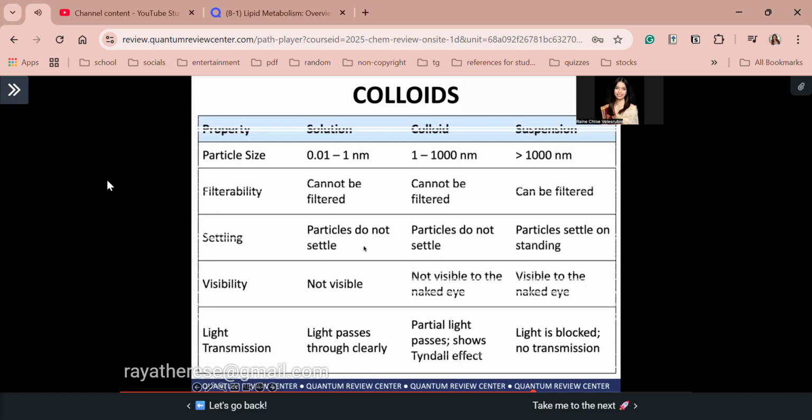Now, let's differentiate again a solution, a colloid, and a suspension from each other. Again, intermediate ng solution and suspension ang colloid. So, it is based on the particle size. Di ba? Again, it's 1 to 1,000 nanometers. So, guys, dapat memorize to. Okay? Possible na tanongin to sa board exam. Di ba? And then, in terms of filterability, so colloids, they cannot be filtered. Solutions, of course, they cannot be filtered, but suspensions, they can be filtered.